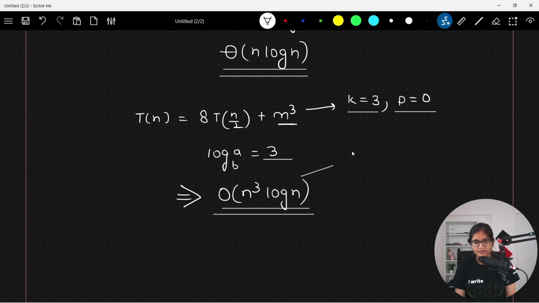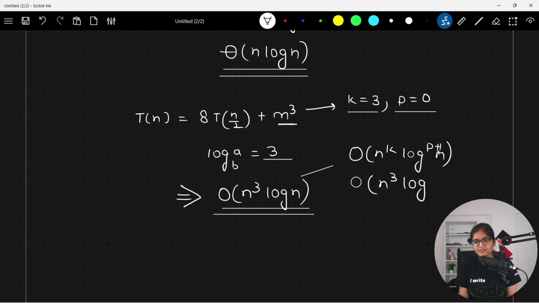What I have written, that value should be n to the power k log to the power p into n. So here, log to the power p plus 1. Here you will see k is 3 only, n to the power 3, log is 0, 0 plus 1 is 1, into n. That's what I am saying, directly write it down. One and the same thing.